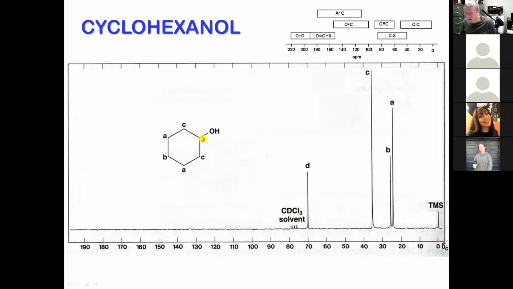D is downfield because of the oxygen. Then we have C and A. C and A are the big two CH2s, and then B is this further one away. Okay.